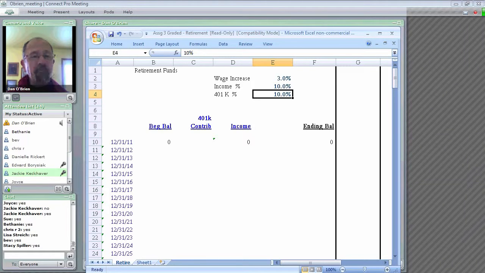If you're working for a really good company, and I happen to work for a couple of them, they would have these 401k matches. And when you have a company that has a 401k match, take advantage of it.